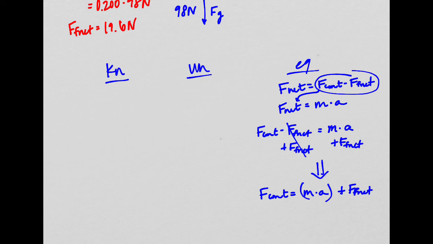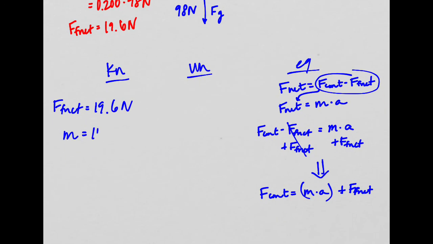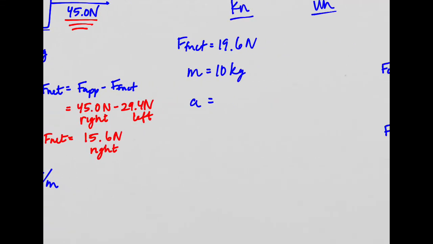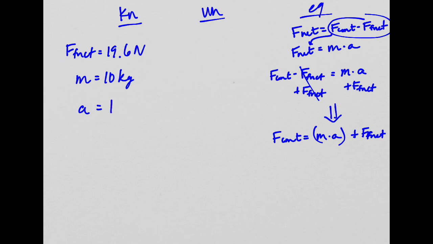All right, let's write down everything we know. We just solved for friction force, actually, so we know that it's 19.6 newtons. We know the mass of this one box is 10 kilograms. We solved for the acceleration back here, remember, in step 1, so we have 1.04 meters per second squared. What we're looking for is the contact force between the two boxes.